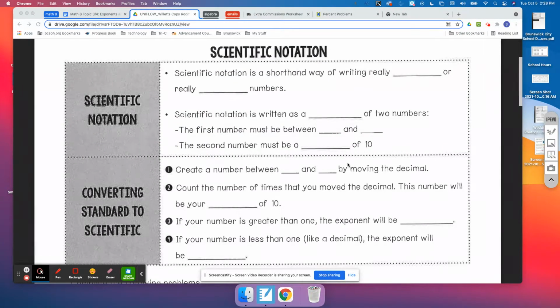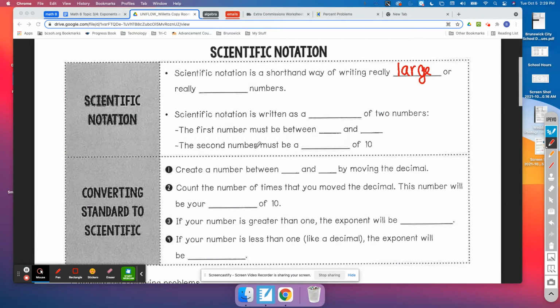So we're going to talk about scientific notation. Scientific notation is a shorthand way of writing really large numbers or really small numbers. Scientific notation is written as a product of two numbers. The first number must be between 1 and 10, and the second number is a power of 10.